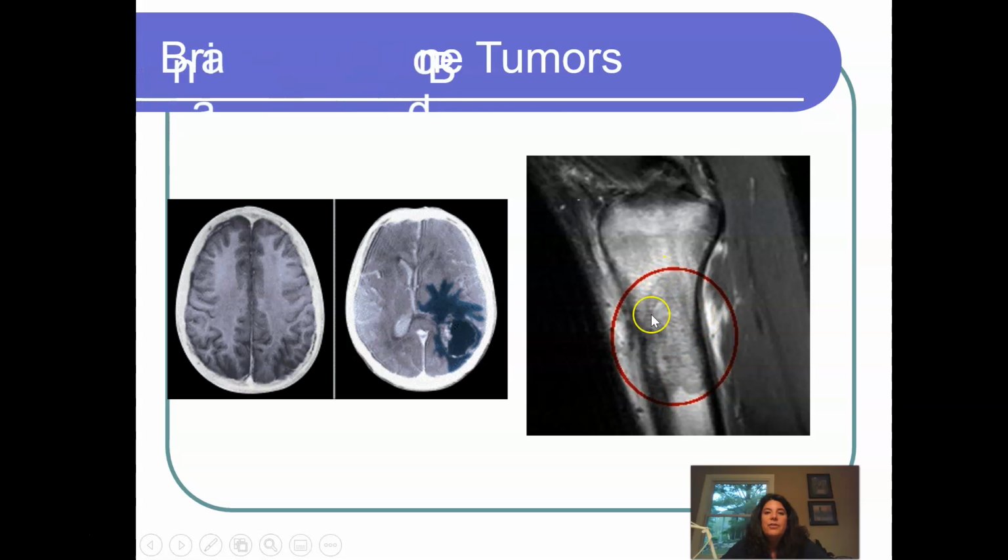Some graphics of tumors. Here's a tumor in the brain. You can see it right here really well using some contrast. Here's a bone tumor.